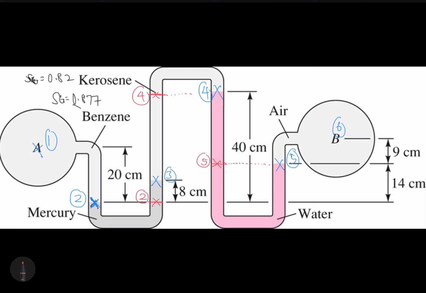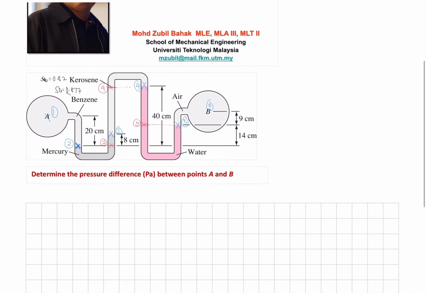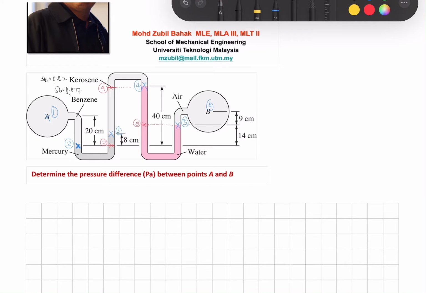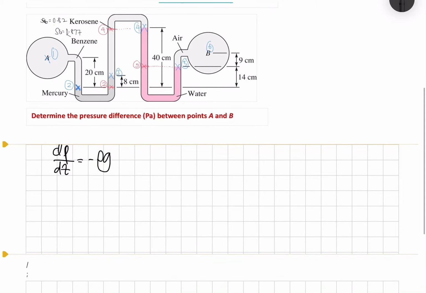With all the data that you have, now I think it's time for us to do the calculation. We start with dp/dz. dp/dz is equal to minus rho g. That is the basic equation. And then we start from point 1 to point 2, as a guide.